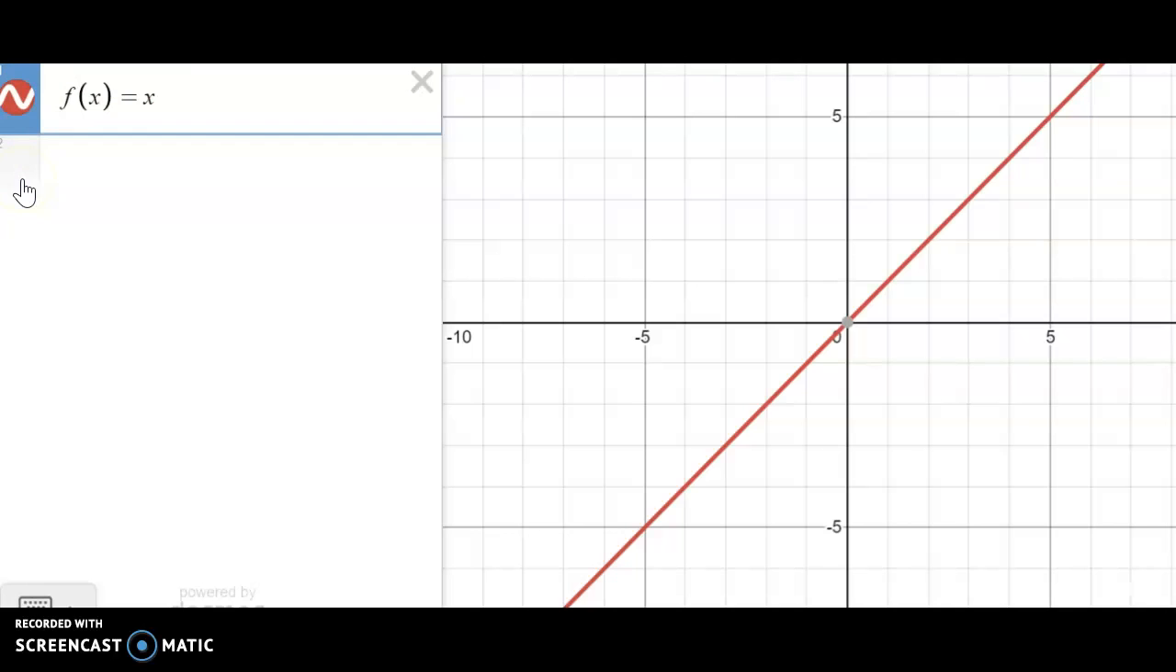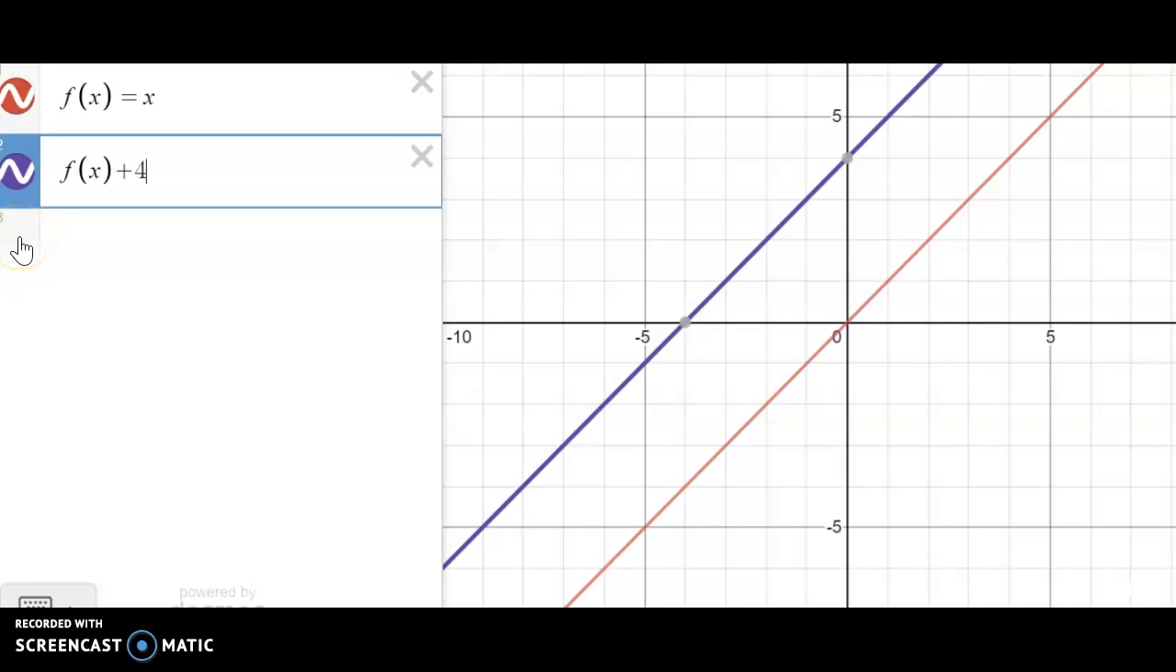So I want to know what happens if I decided to add 4 to the original equation. As you can tell, my new equation is in purple. The very first thing I notice is the y-intercept is no longer at 0, 0, but at 0, 4. So when I added 4, it changed the y-intercept. Did it change anything else?